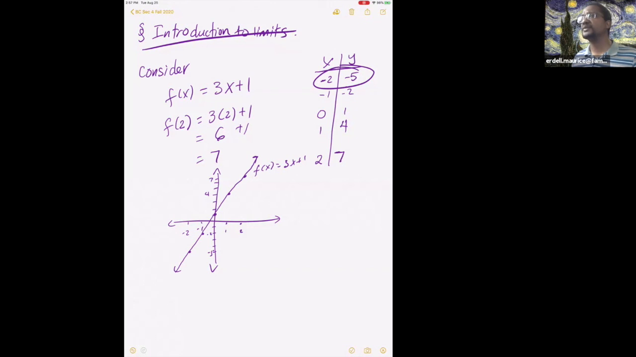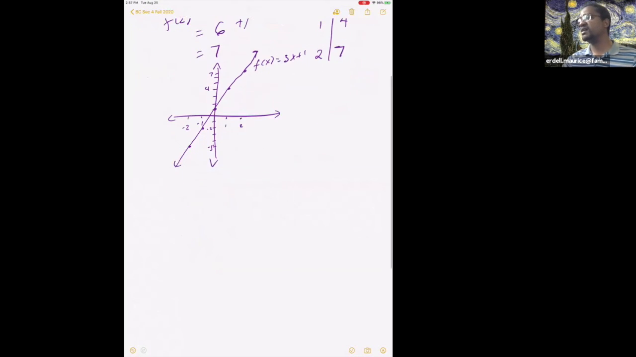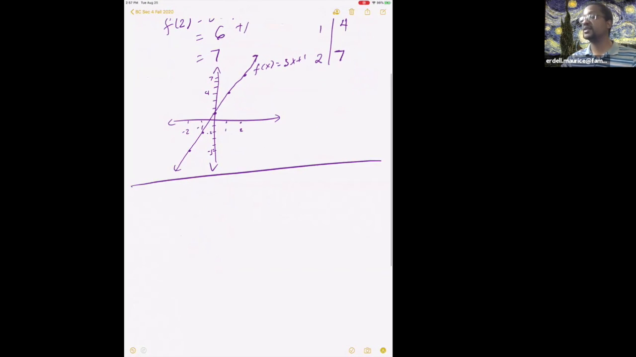So the reason why I bring this up right here is because it is the heart of what we are discovering today, something called a limit. What is a limit?